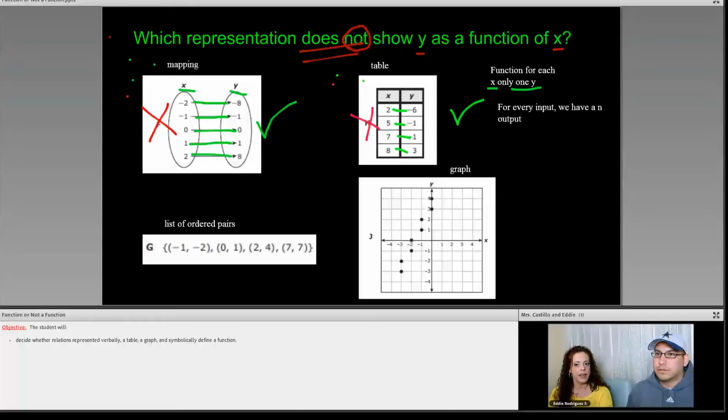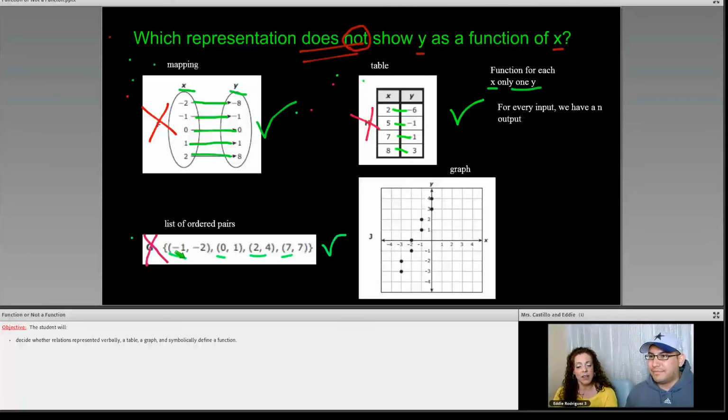Okay. Now let's look at answer choice G. Okay. It looks like there's -1, 0, 2, and 7 are my x values, and my y values are -2, 1, 4, and 7. All of those are different as well. So there's no duplicates in this one. So this one is definitely a function, which is definitely not the answer. Okay, great. Now let's look at answer choice J.